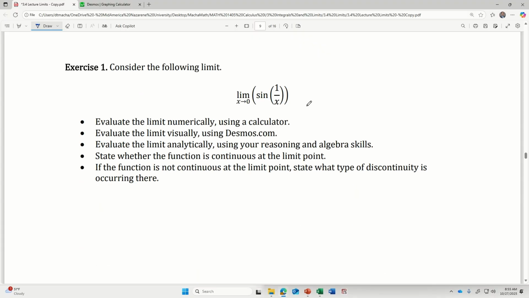On to the next one. This one's pretty wild.